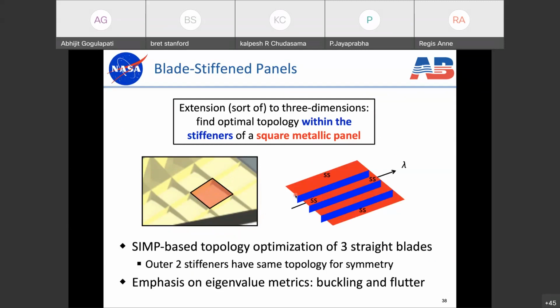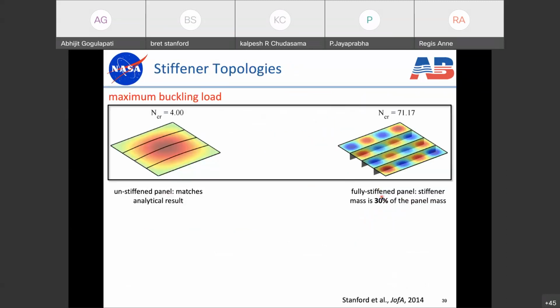So we're going to use SIMP-based topology optimization of the three straight blades here. The outer two stiffeners are going to have the same topology for symmetry, and again, our emphasis is going to be on eigenvalue metrics, buckling and flutter, as before. So we'll start with buckling, which is the easiest one of the two. And furthermore, we start with an unstiffened panel. So this is just a square panel with no stiffeners underneath.